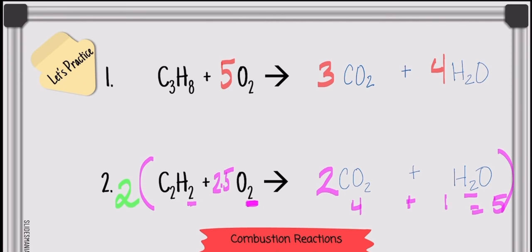When we do that, our new coefficients end up being 2 in front of the C2H2, 2.5. If we double that, multiply it by 2, we get 5. Double the coefficient in front of the carbon dioxide, 2 times 2 gives us 4, and double the coefficient in front of the water. Currently there is no coefficient, so that means there's 1 water molecule. We're going to double that to 2. Our sequence of coefficients for this balanced equation then is 2, 5, 4, 2.